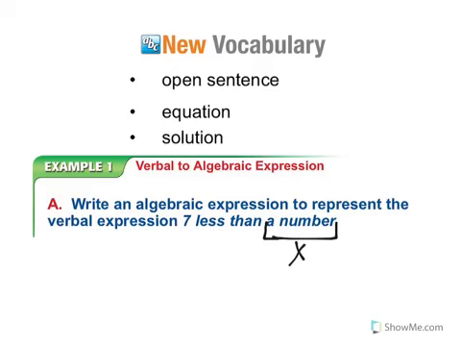And then I'm going to look at the less than part. Less than usually means subtraction, and then we have the 7. Since it says 7 less than a number, that means the x has to go first, minus 7. Here we just wrote an algebraic expression to represent the verbal expression.